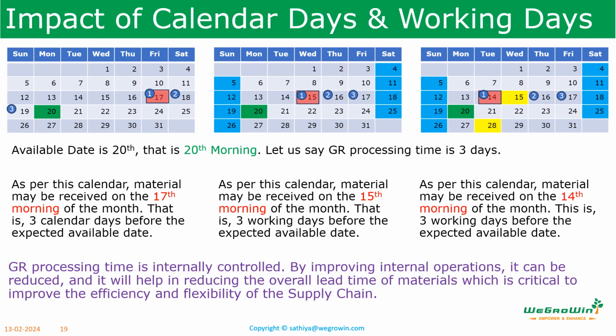In addition to this, goods receipt processing time is internally controllable. By improving internal operations, this can be reduced so that it will help in reducing the overall lead time of materials, which is critical to improve the efficiency and the flexibility in the supply chain. So this has to be focused on for any improvement.